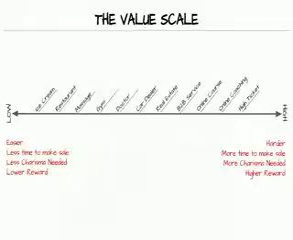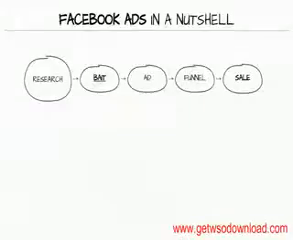Facebook ads in a nutshell. This is what we're doing every time we run a Facebook ad. These are the basic overall components. We want to do research. And based on that research, we want to come up with bait. And the bait gets them in the door.